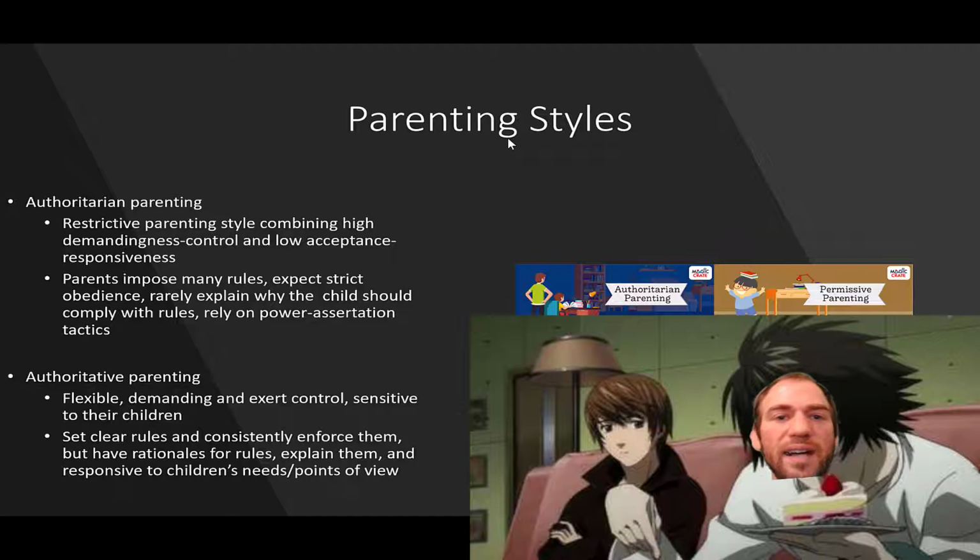Authoritative is the classic idea that's associated with what's thought to be the best outcomes, or child developmental outcomes. Just the idea of being flexible, you set clear rules, but you explain the rules. You have a rationale, you explain them, and you're also responsive to your child's points of view and needs. So it's more of an interactive approach, but with still firm rules.